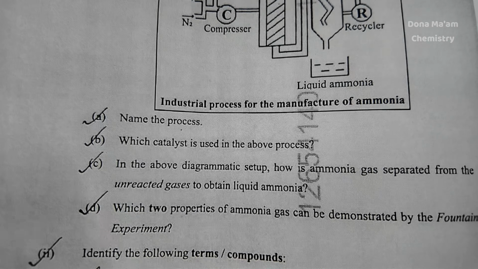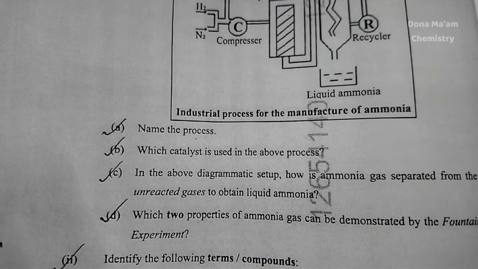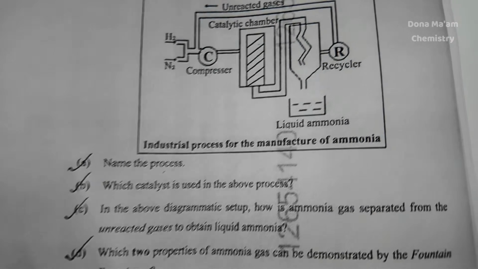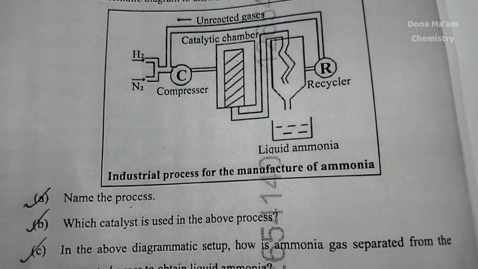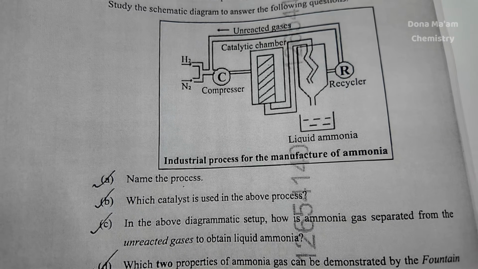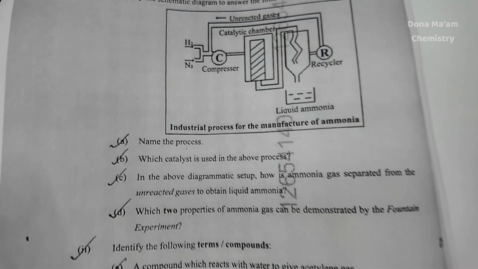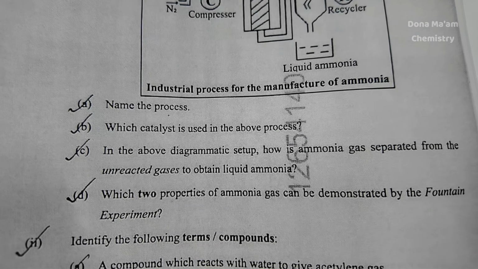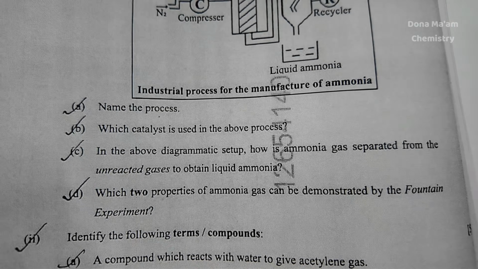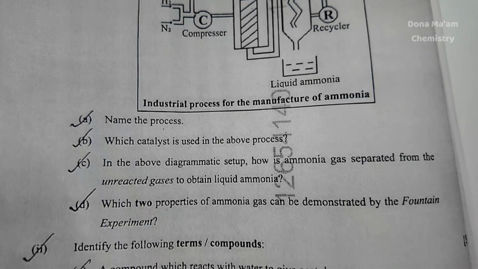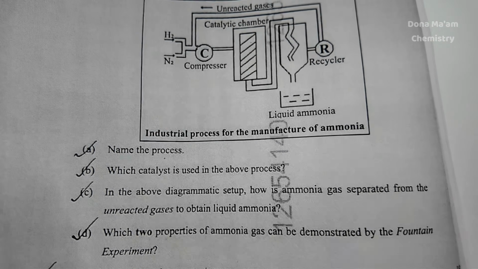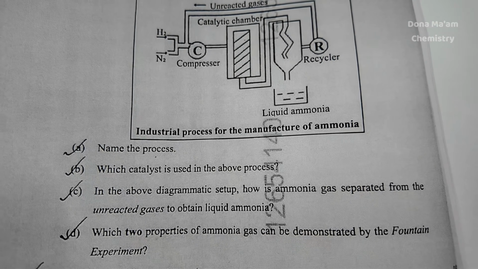In the above diagram setup, how is ammonia gas separated from the unreacted gas to obtain liquid ammonia? So over here you can see liquid ammonia is getting formed, so you can write by condensation or by liquefaction, both are correct. Next, which 2 properties of ammonia can be demonstrated by the fountain experiment? So again questions from Haber and then to fountain. So the fountain experiment, the 2 functions or the 2 outcomes or the 2 roles of the fountain experiment.